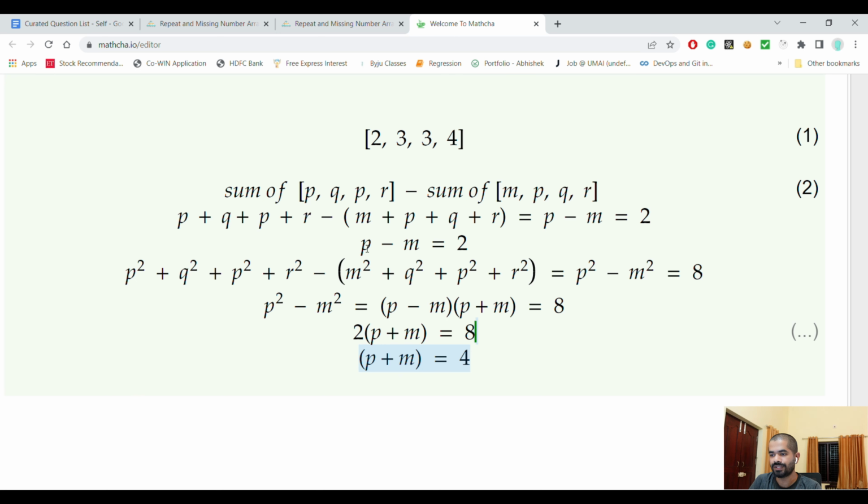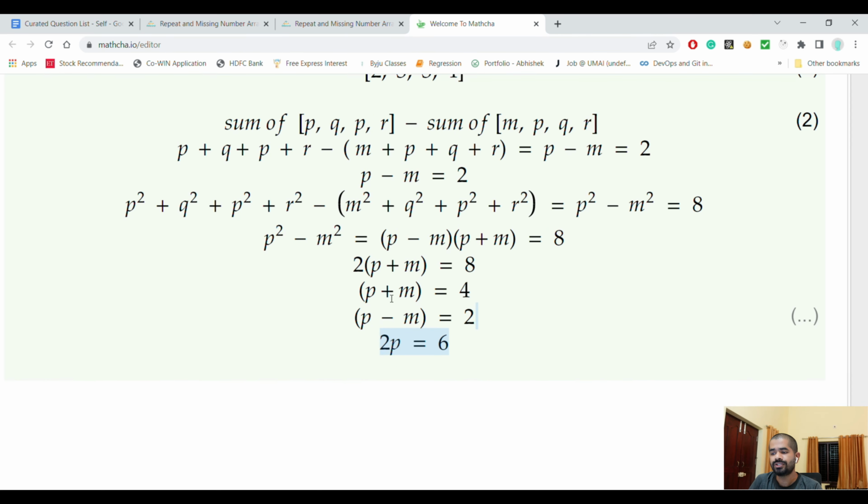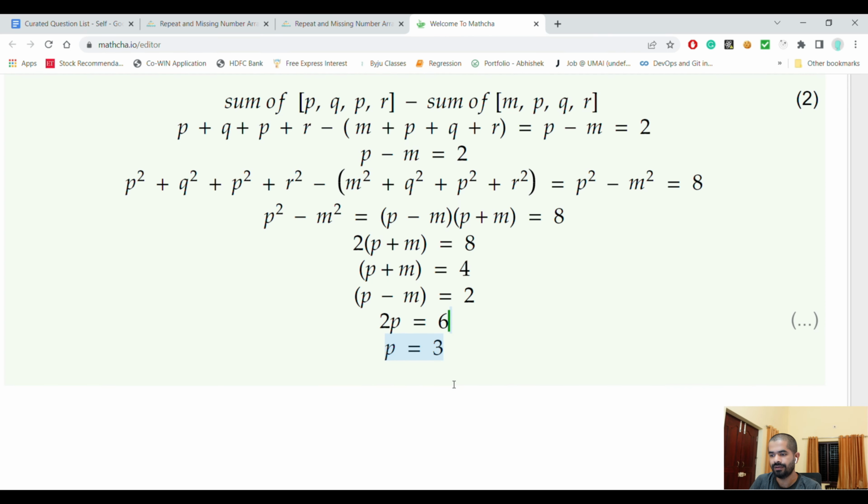So we've got two equations: p minus m is equal to 2 and p plus m is equal to 4. When you have these two equations, add both of them together, you will get 2p is equal to 4 plus 2, that's 6. We'll get p is equal to 3. Once you get p is equal to 3, substitute the value of p in any of these equations and you can find the value of m.